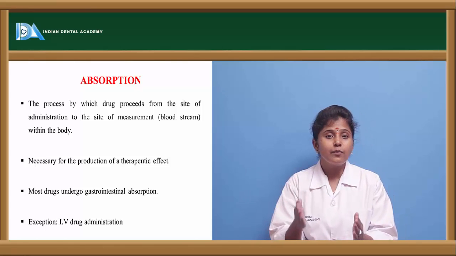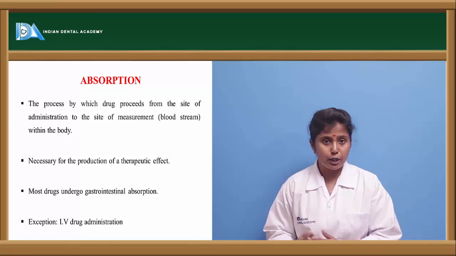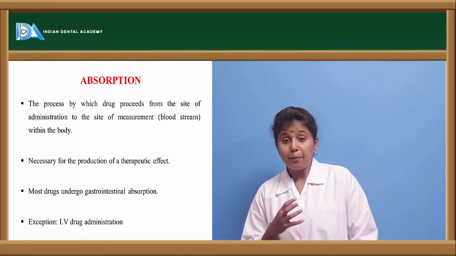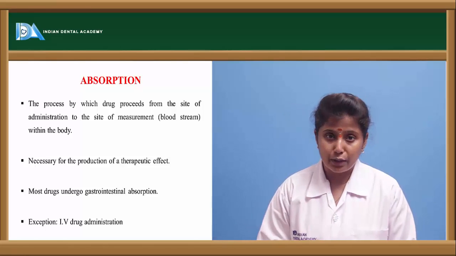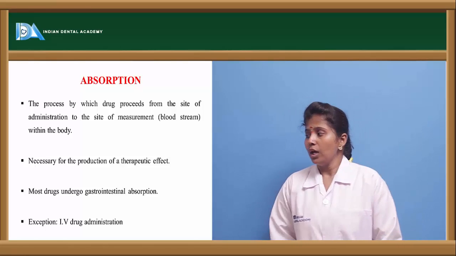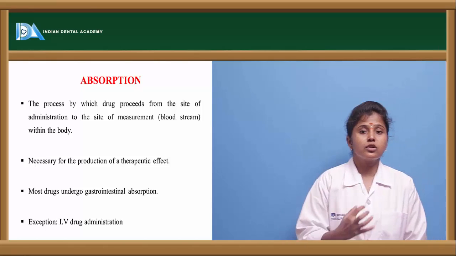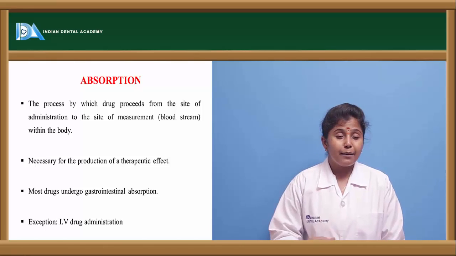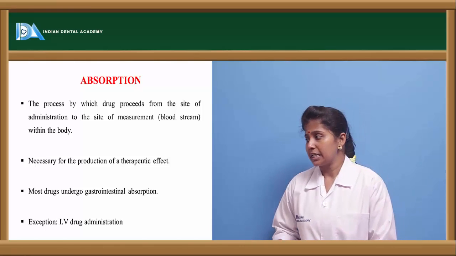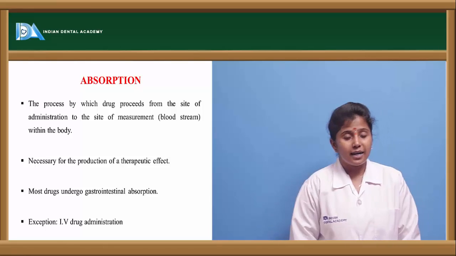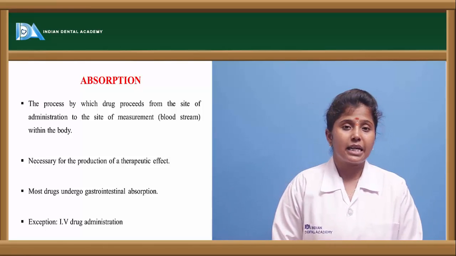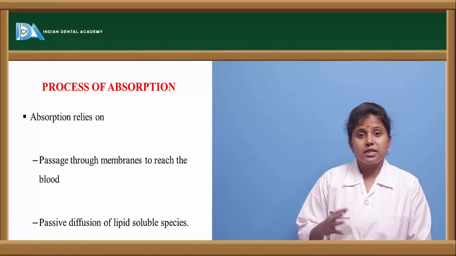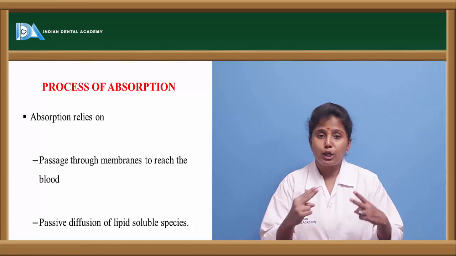After the drug enters the body, it enters the bloodstream. From the bloodstream, it is carried into different tissues. This process is called absorption, and absorption studies are important to know the therapeutic effect of the drug. Most of the drugs, 90% of the drugs, are absorbed gastrointestinally, in the abdominal or gastrointestinal region, except IV drugs, because IV drugs enter directly into the bloodstream. The process of absorption takes place by two mechanisms.